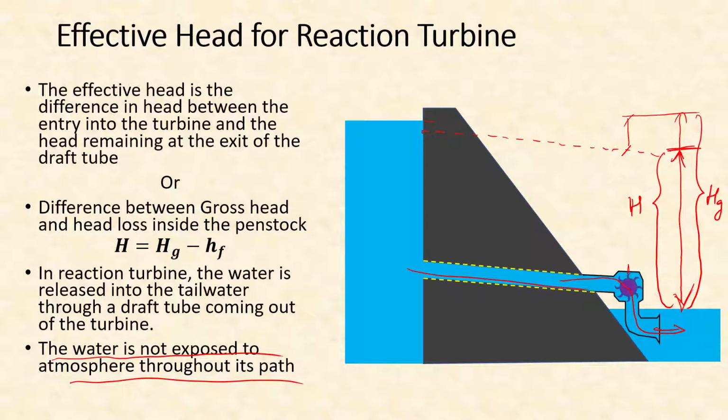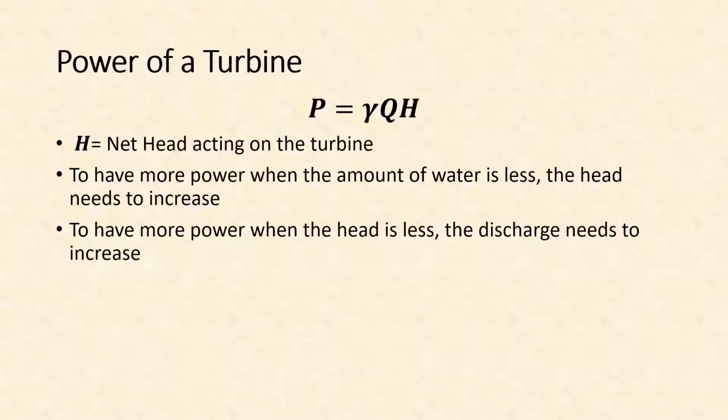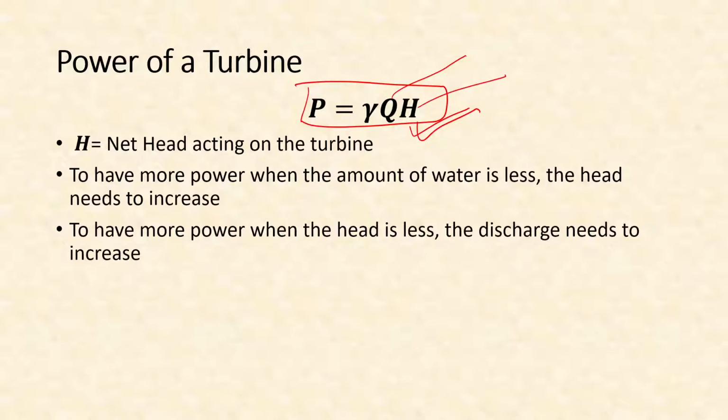Now that we understood the concept of gross head and effective head, let's come to the power of a turbine again. So the power of a turbine, as we have derived earlier, is given by gamma QH, and from the formula it is quite clear that power is directly proportional to discharge and also directly proportional to H.